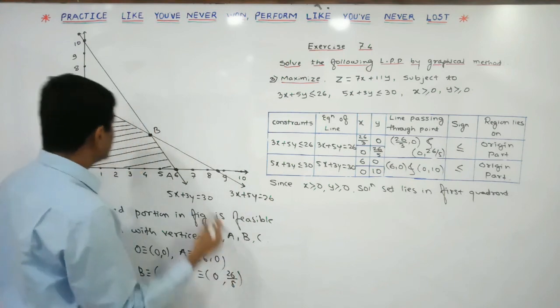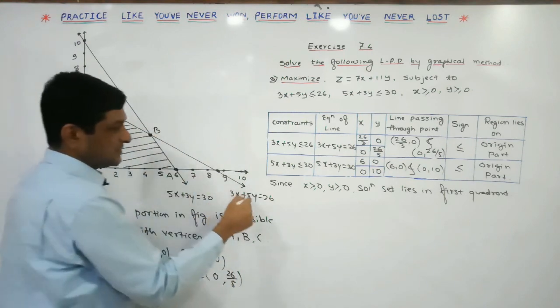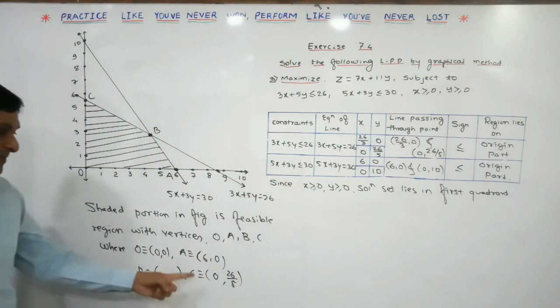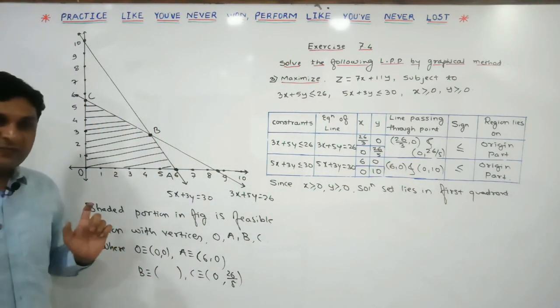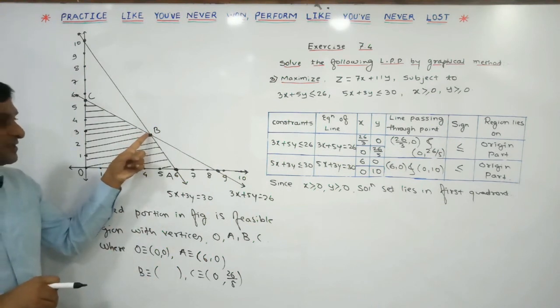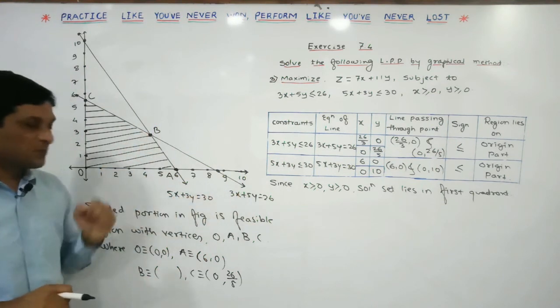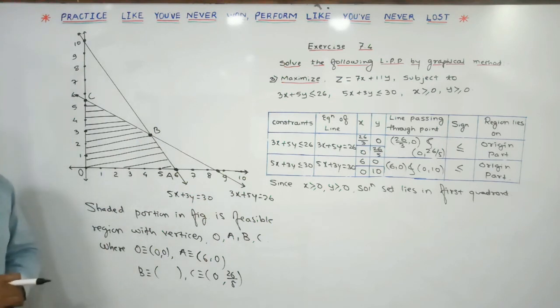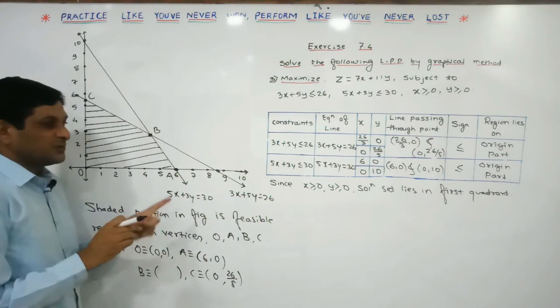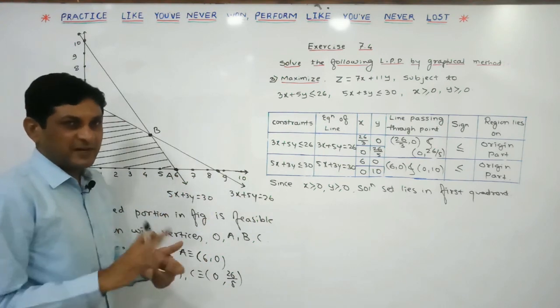So this point is nothing but a point on this line, and its coordinates are 0 comma 26 upon 5. Now the only effort we have to take is to find the coordinates of point B, where B is nothing but the point of intersection of these two lines. So we have to solve these two lines simultaneously and find the coordinates of point B. Solving these two equations simultaneously is our rough part.